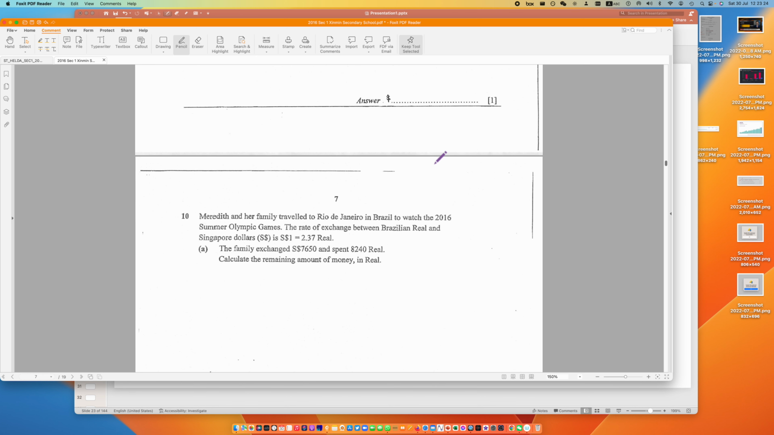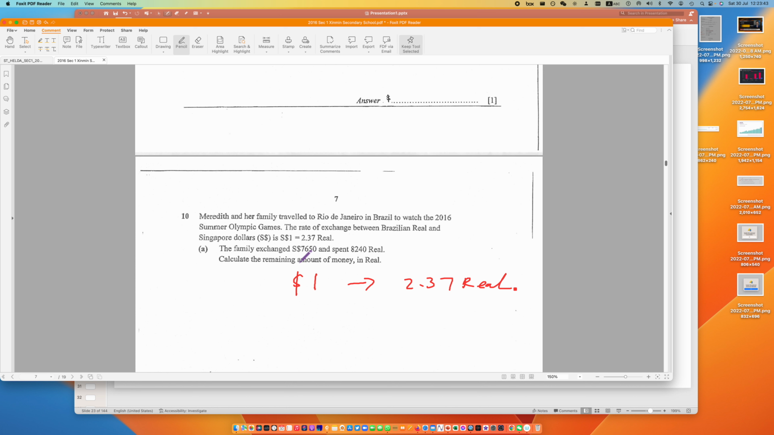So this one is about exchange rate. When it comes to exchange rate, you don't do it your way. If you do it your way and get it right, you are lucky. There is only one way to do this question. That's my way. My way is what? $1 is 2.37 real.